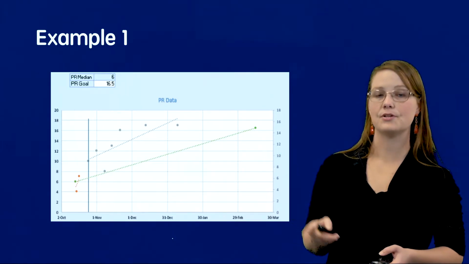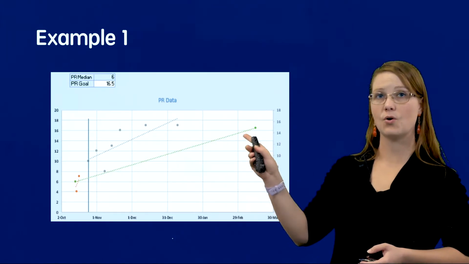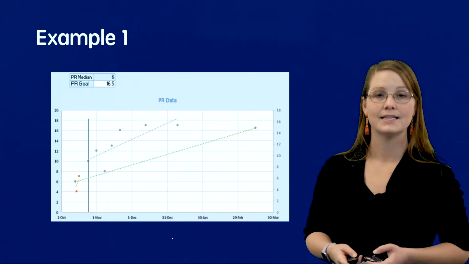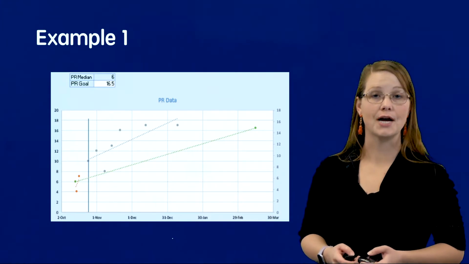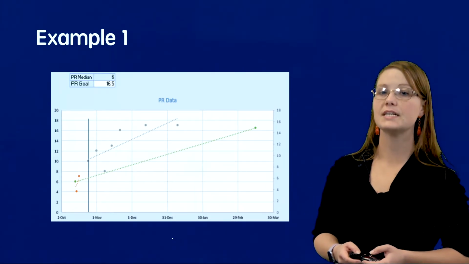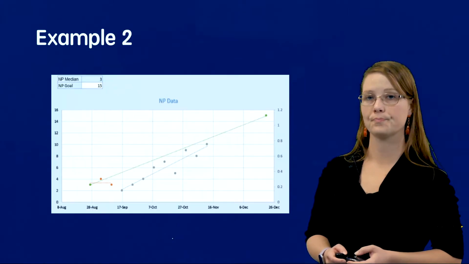In this example, the trend line is steeper than the goal line. So we have our goal line here and our trend line there. This indicates that the student is on track to exceed the goal. Following the decision rules, you would consider increasing the goal.